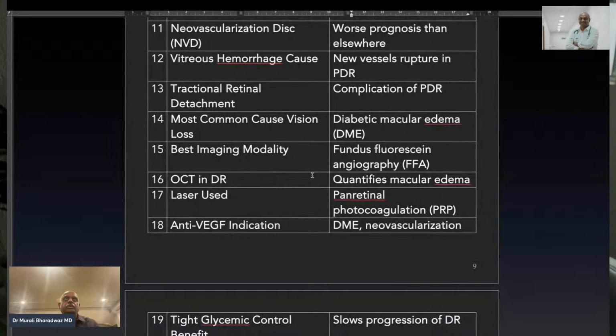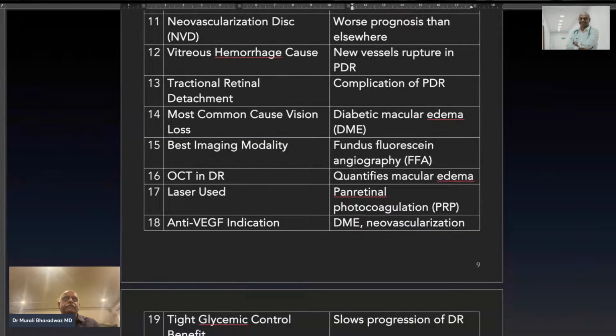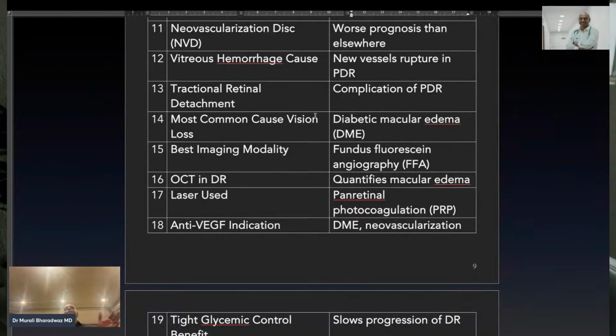Right. So let's continue the journey, doctor. Sorry for the interruption. So what is the best way to know neovascularization? Fundus fluorescein angiography. You inject a dye into the cubital vein, the fluorescein goes to the fundus, and there you can identify it. Then what is the advantage of OCT? OCT tells you how much macular edema is there.